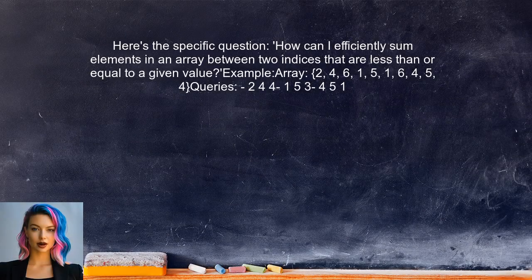Let's dive into the specific question at hand. One user asked, how can I efficiently sum elements in an array between two indices that are less than or equal to a given value? They provided an example with an array and multiple queries. Sound familiar? Let's explore this together.